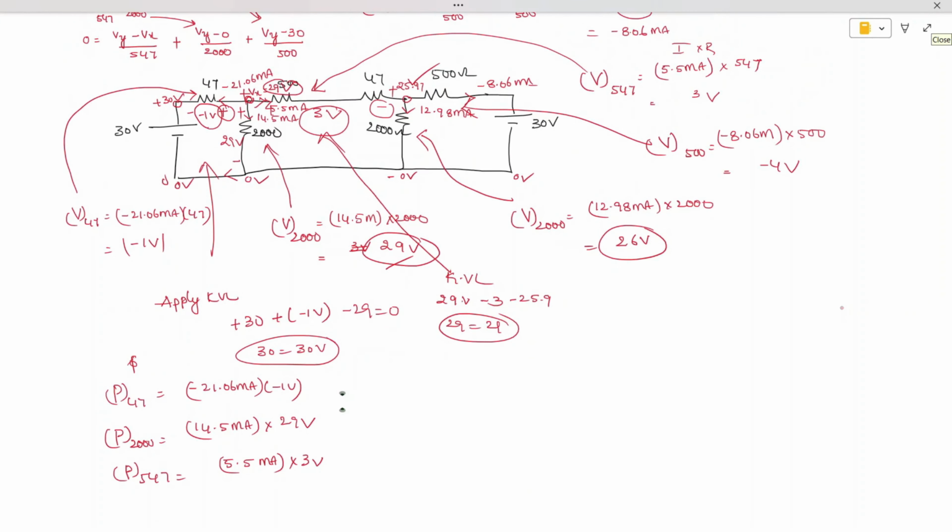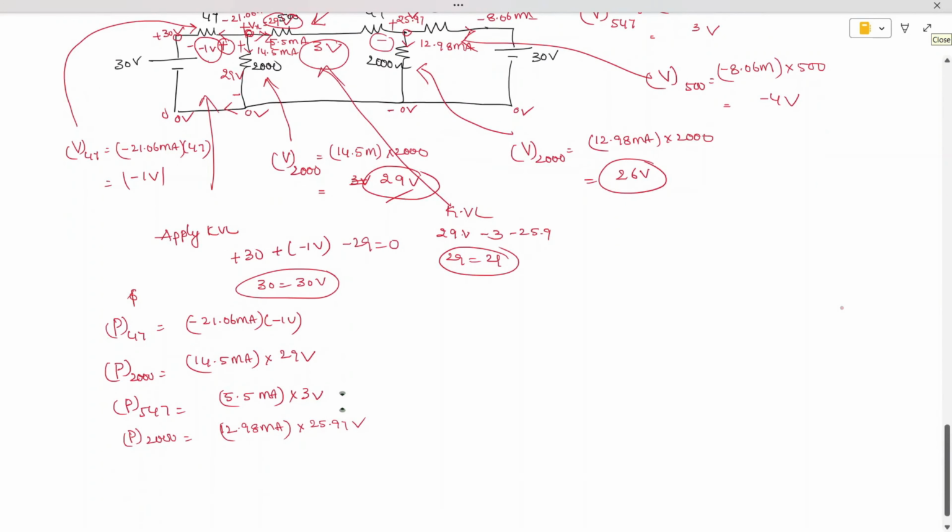Okay, so power across 2000 ohm resistor is equal to, so this current is how much, 12.98 milliamperes into what is the voltage at this point, 25.97 volts. Okay, so similarly power across 500 ohm resistor is equal to minus 8.06 milli into what is the voltage you had got, minus 4 volts.